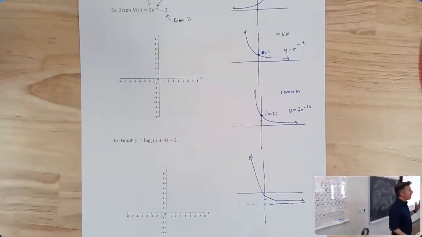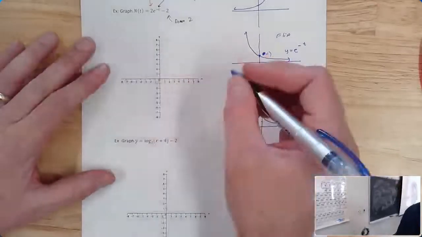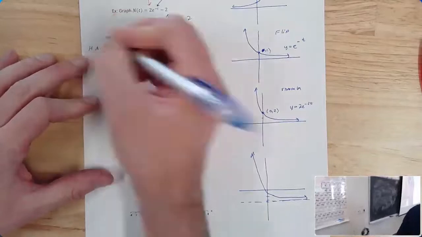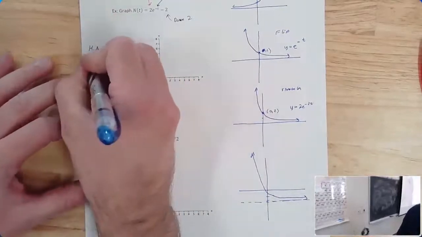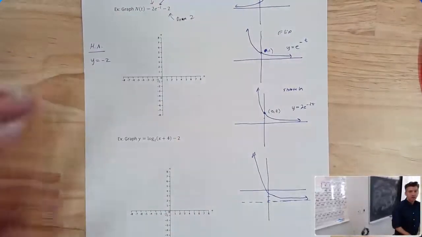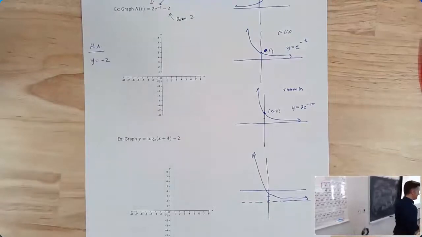Before I actually go and graph it, let's find the intercepts. So I know that my horizontal asymptote, and I know that's not an intercept, is y equal to negative 2. By the way, for these graphs, your asymptote is just how much shift you've got. So if you shifted down by 2, your new horizontal asymptote is negative 2. If you shifted up by 3, your new horizontal asymptote is going to be positive 3. Similar deal for logarithms.